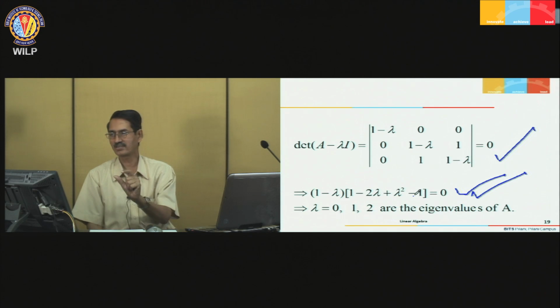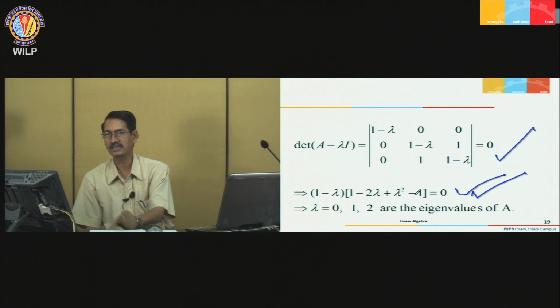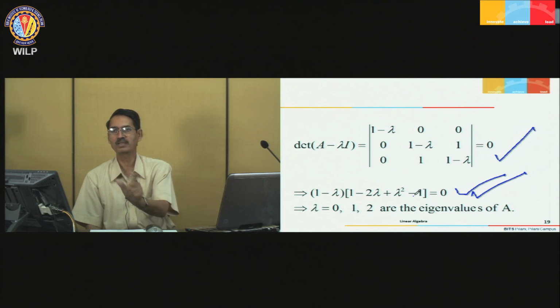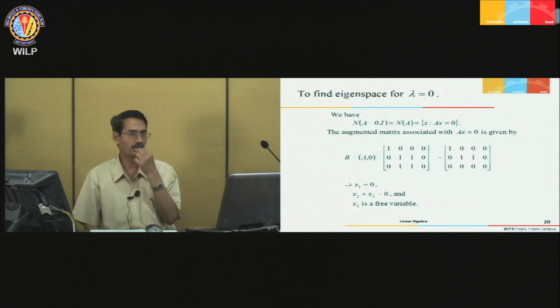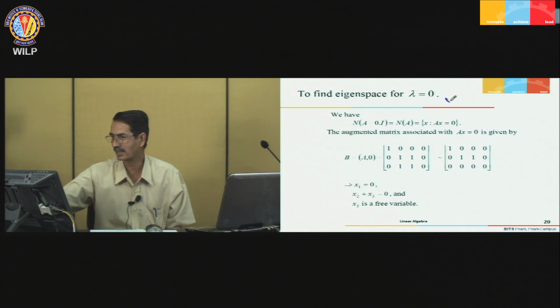Now, we will have 3 cases here. What are all the possible eigenvectors corresponding to lambda equals 0, 1 and 2? So, we shall find all eigenspaces corresponding to lambda equals 0, lambda equals 1 and lambda equals 2, and from there we shall remove the 0 solution, and we will get the set of all eigenvectors. Now, lambda equals 0 is one eigenvalue, so we are going to find the eigenspace for lambda equals 0.